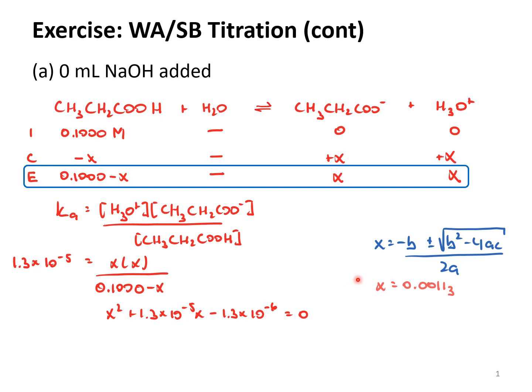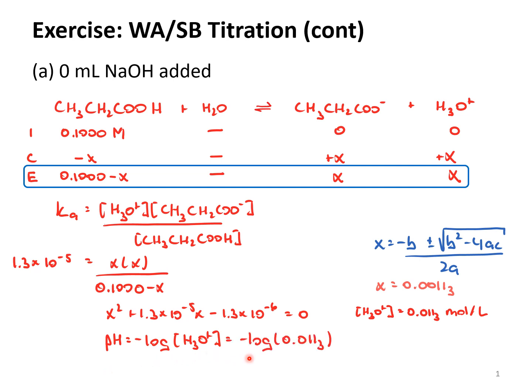Now, if we look at our ICE table, we see that x, if we want to calculate the pH, represents the equilibrium concentration of H3O+. Okay? And knowing the concentration of H3O+, we can now calculate the pH. Substituting that value in for the H3O+, we get a pH of 2.943, and rounding to two significant figures, we get a pH of 2.94 as our final answer. And you'll notice that this pH is less than 7, which is what we would expect for a weak acid.